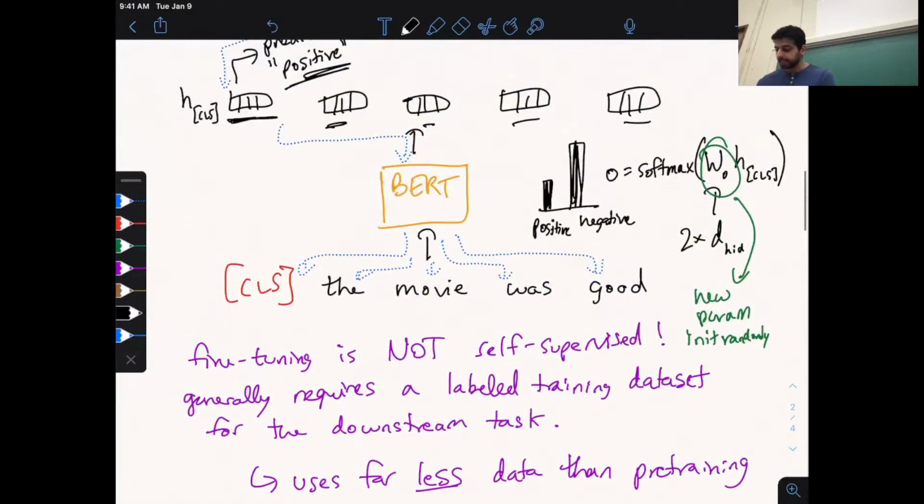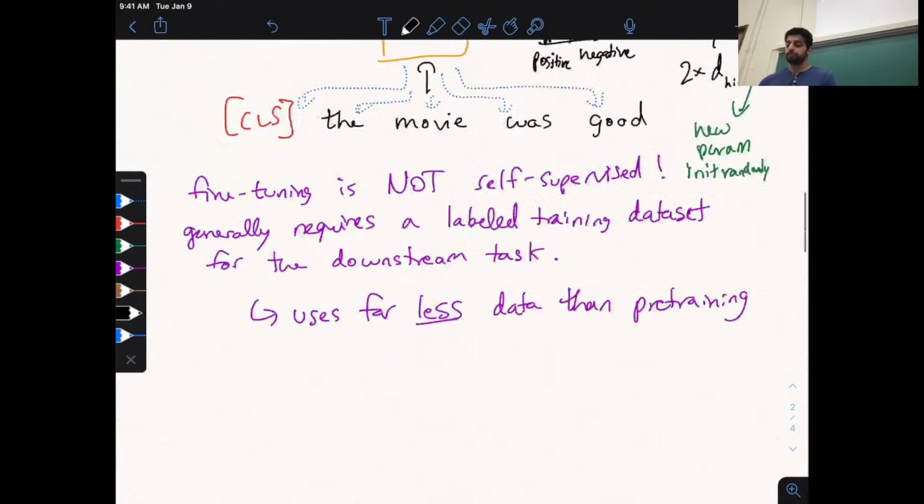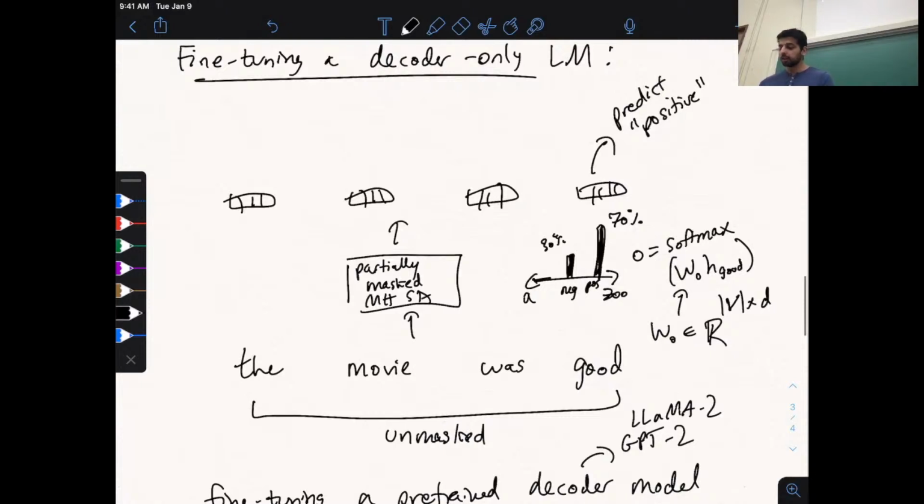So the question is, when we were talking about fine-tuning BERT, we introduced this completely new parameter, W sub O, which allowed us to get this probability distribution over two classes. So this W sub O is not sharing any parameters with the softmax of the pre-trained model. Yeah, that's a good question. So here, our softmax is over the full vocabulary.